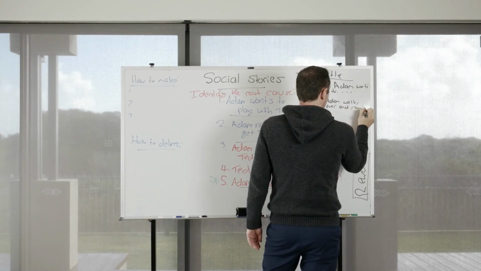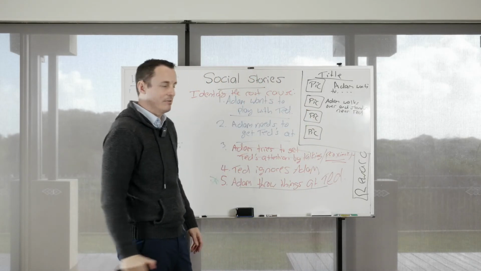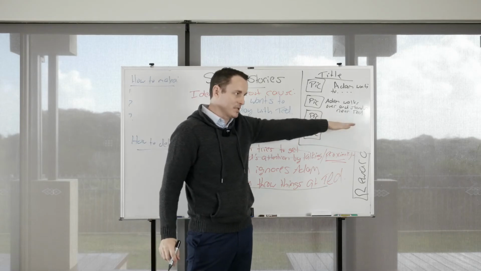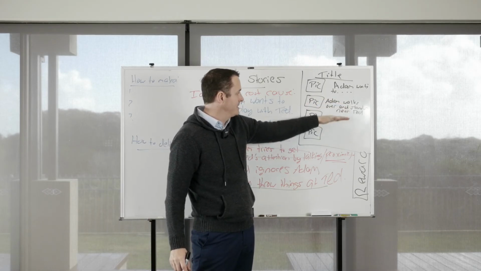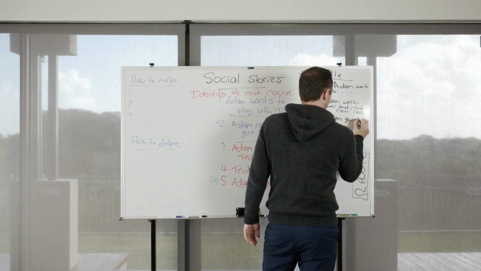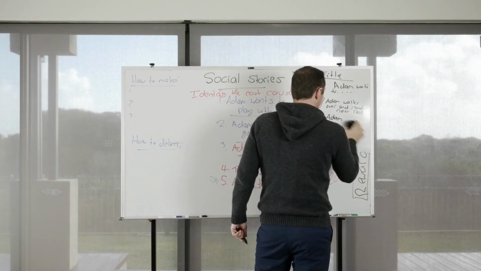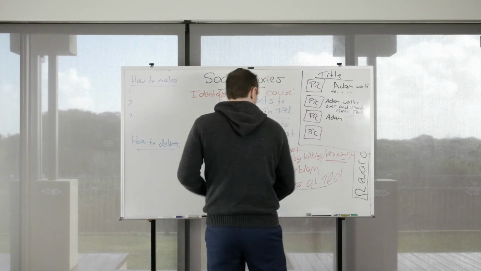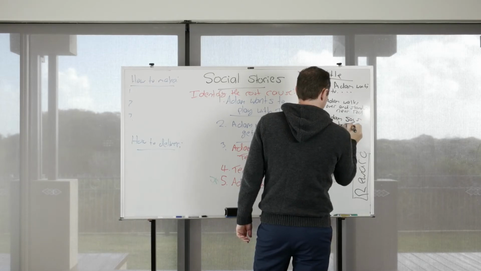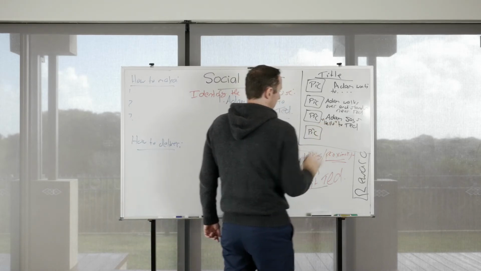And number two, what do you want Adam to then do? So you would say, Adam walks over and stands near Ted. And then you'll have a picture of two people standing next to each other. And then here is where we might add in some other steps about what we want Adam to do. So let's say Adam says hello to Ted. We'll keep it super simple.